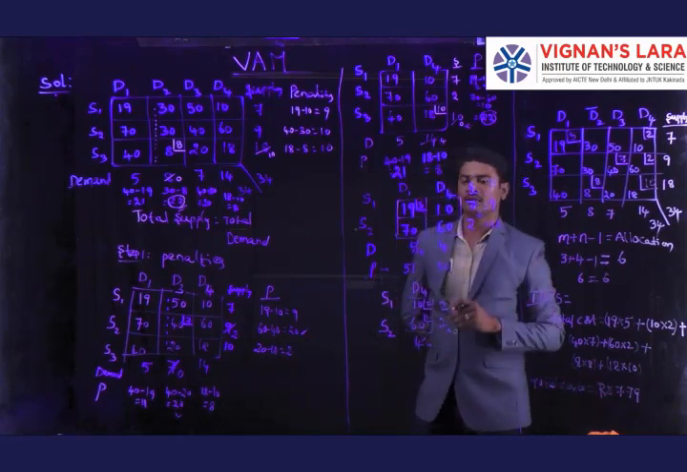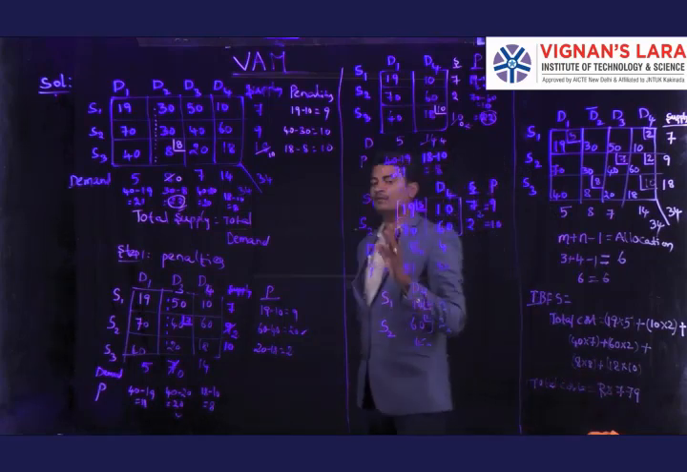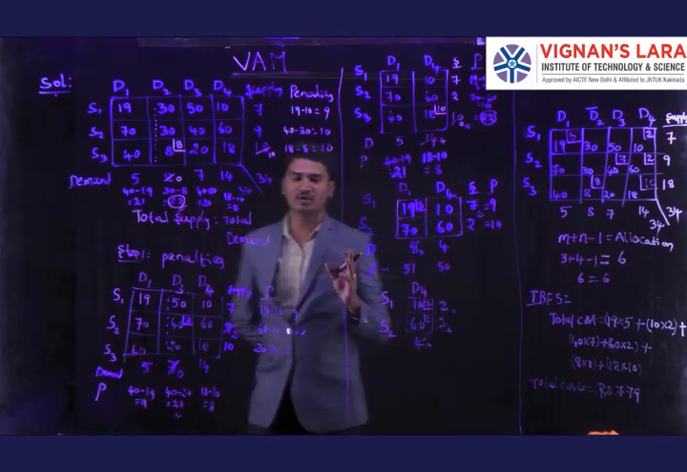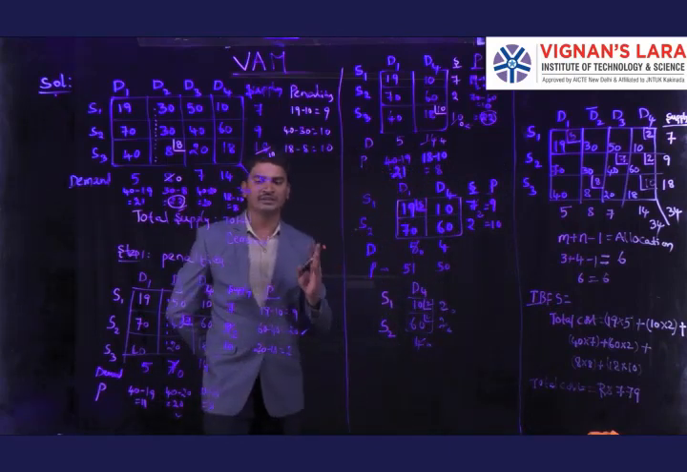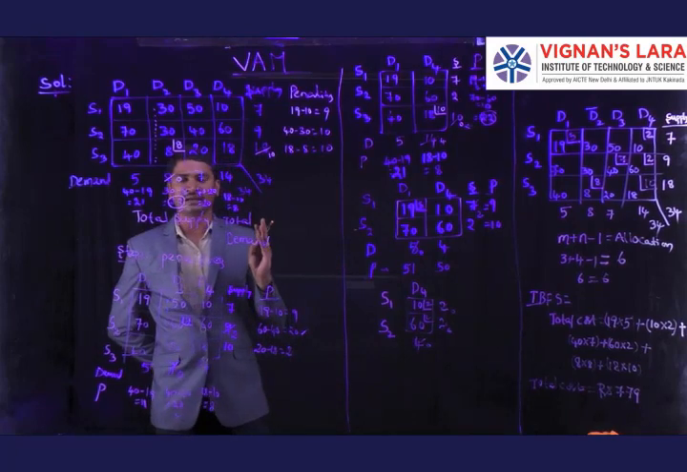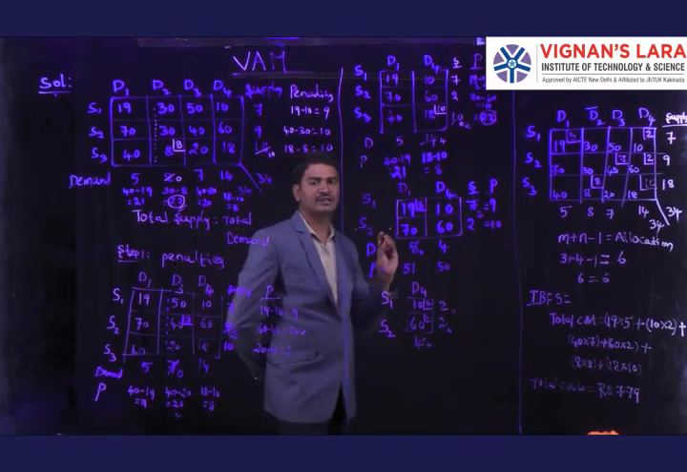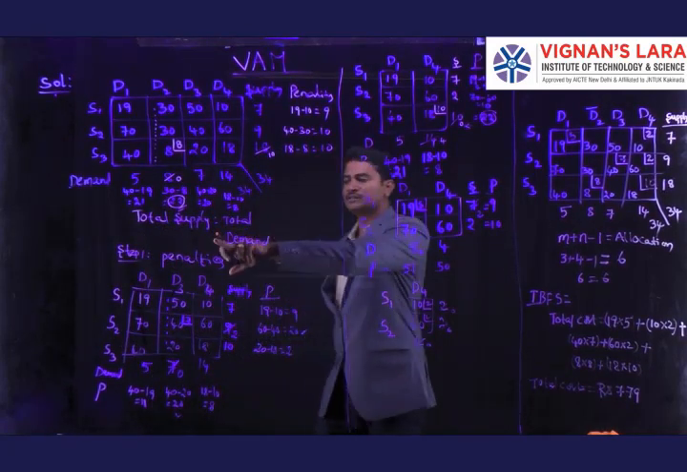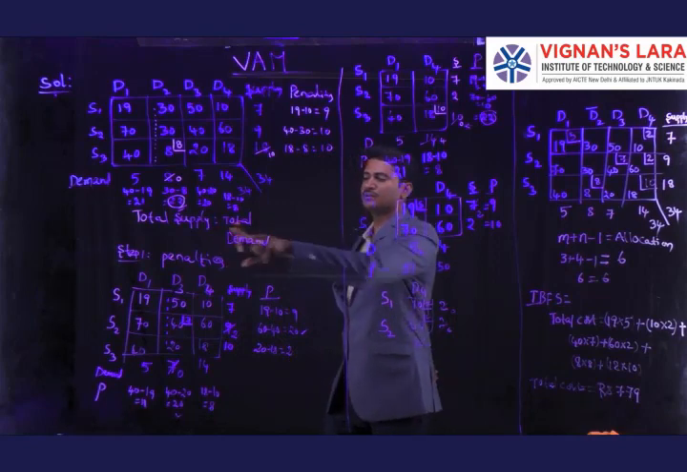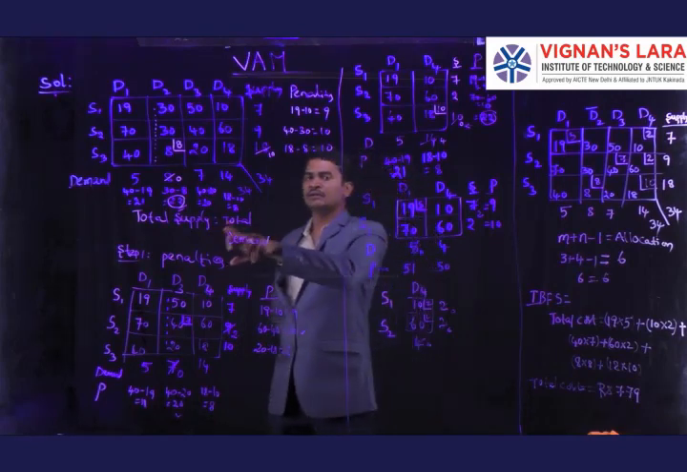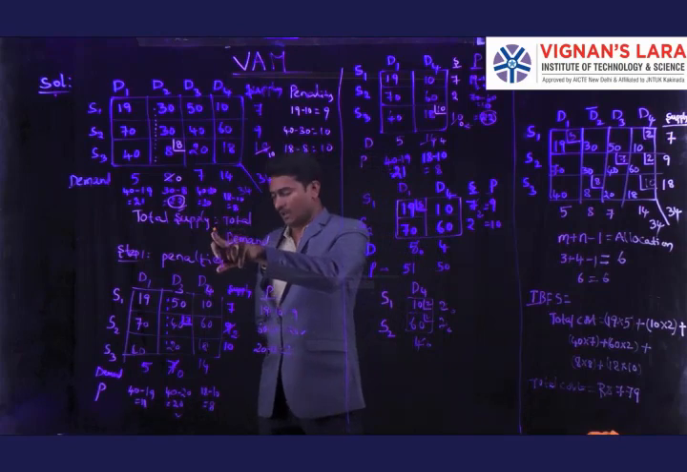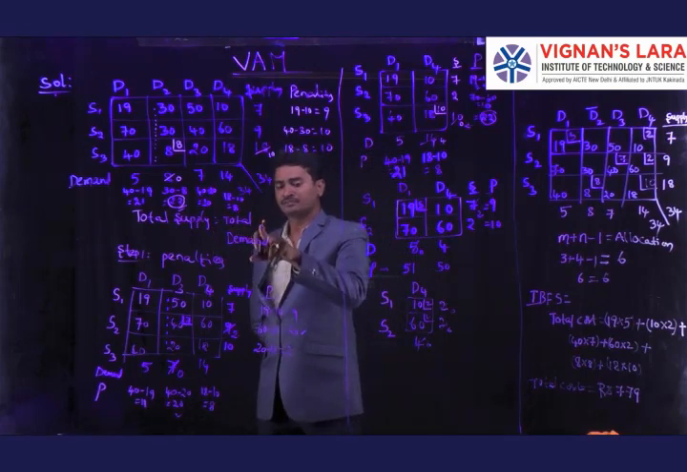This is our problem. What is this? Vogel's approximation method. What we are doing here: first we are checking the rim condition. We check whether the given problem is balanced or not with the help of total supply and total demand. Here the total supply is equal to the total demand. It is in rim condition. It is a balanced transportation problem.